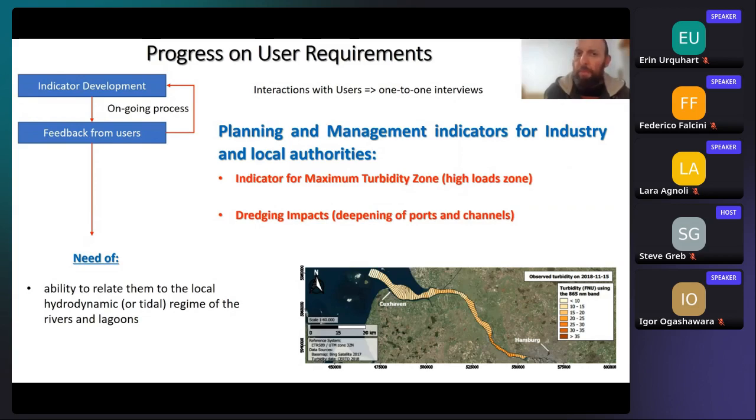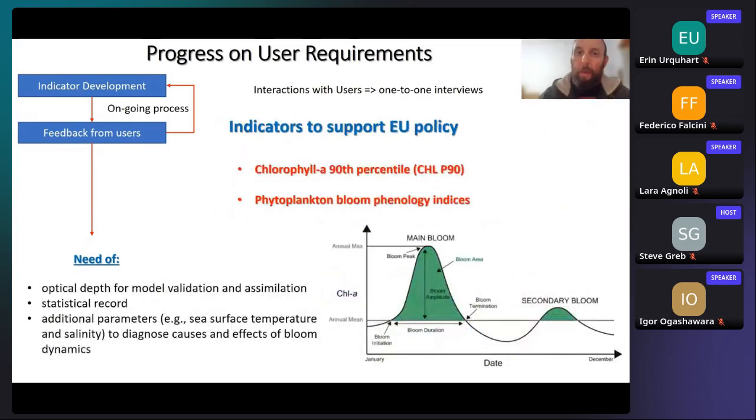We have the maximum turbidity zone or the dredging impact indicators. So the interaction with the users actually allowed us to define those indicators, but also allowed us to understand that the users also want additional information that is supposed to go along with this kind of indicators. For instance, they are interested in correlating this information with the hydrodynamic regimes of rivers or coastal currents.